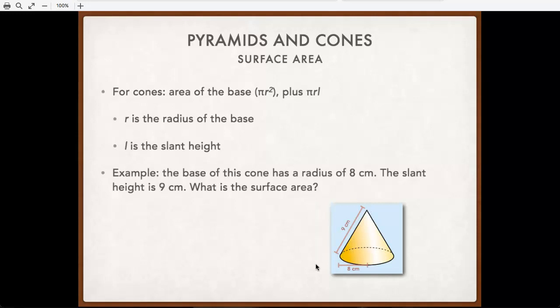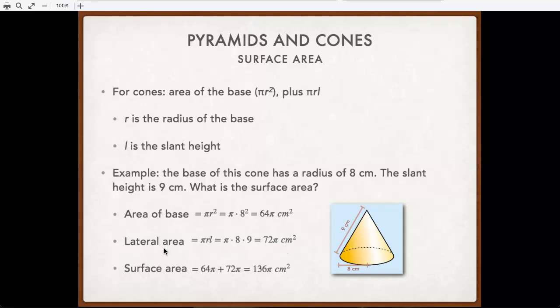In this example, the radius of the base of the cone is 8 centimeters, and the slant height is 9 centimeters. What's the surface area? We find the area of the base. It's a circle, pi r squared, so 64 pi square centimeters. Then the lateral area is pi r l, so pi times 8 times 9, or 72 pi square centimeters. We add them together to get our surface area overall, 136 pi square centimeters. Notice that since this is surface area, we're dealing with square units rather than cubic units.